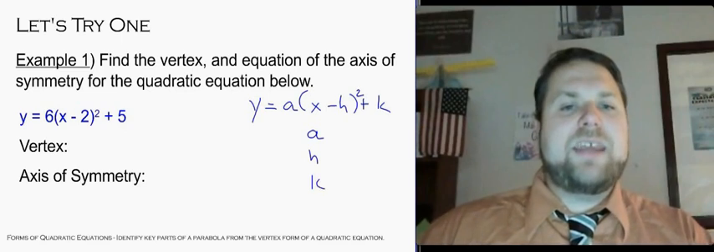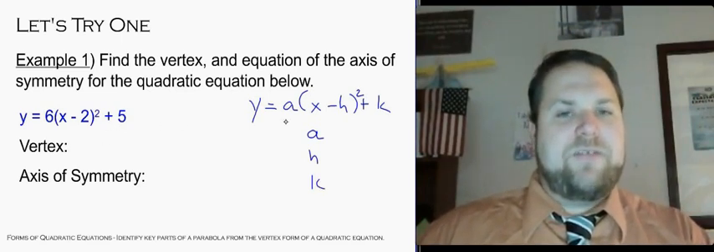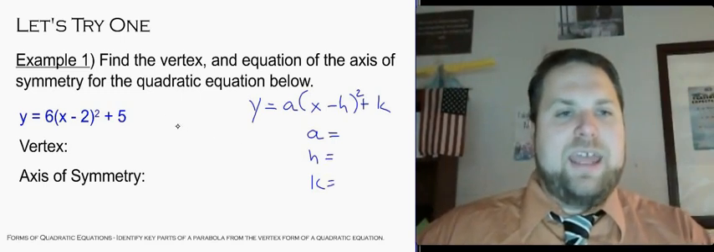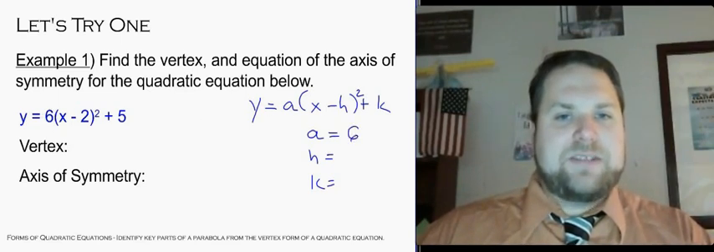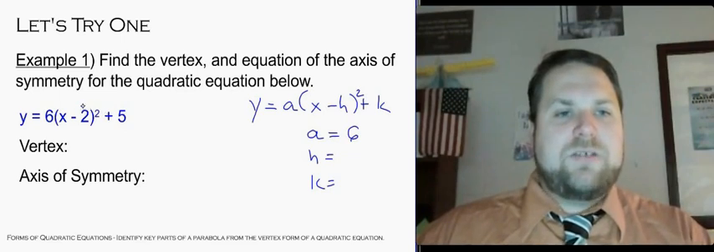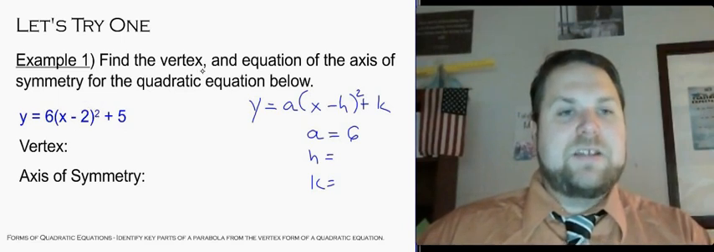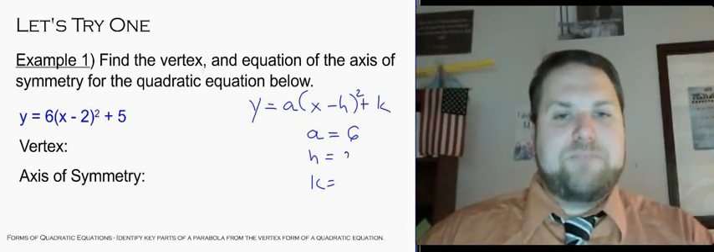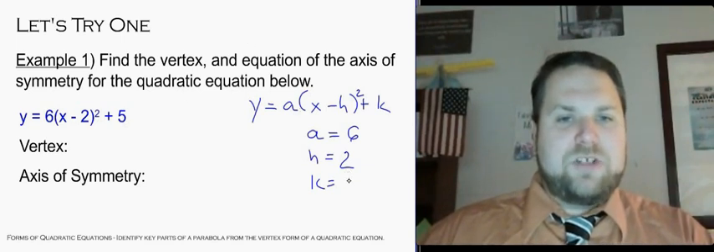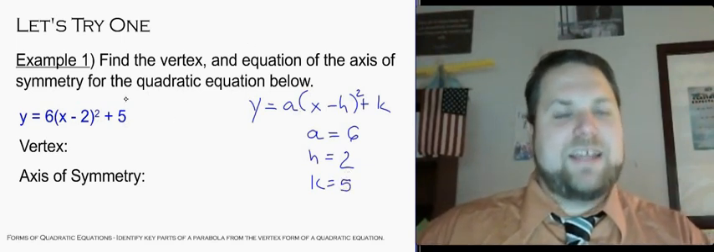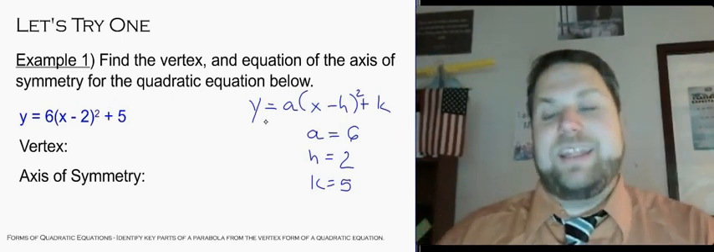So before I do anything else, let's take a look at this equation over here and find A, H, and K so that I know what I'm dealing with. Well, A is going to be the number out in front of the parentheses. So in this case, A equals 6. H is going to be the opposite of whatever is paired with the x inside the parentheses. So the opposite of -2 would be +2. So H is 2, and K is whatever number is on the outside. So just 5. And when I say outside, I mean outside, added or subtracted at the end.